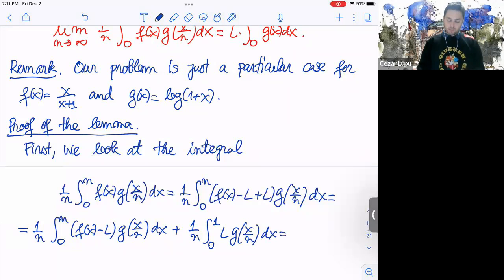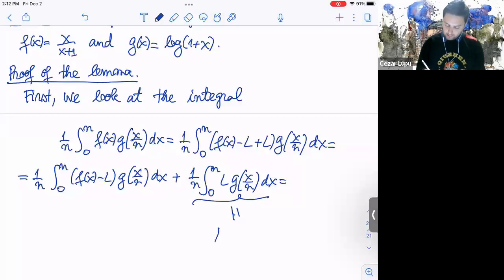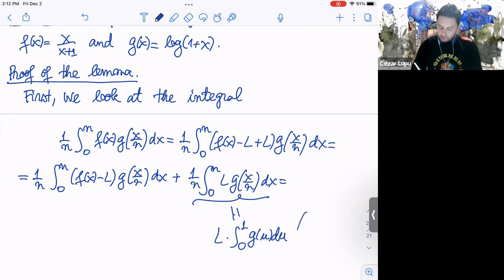Okay. So let's take, wait, sorry, let's take here. All right. So for the first integral, after a change of variables, the integral is L times the integral from 0 to 1 of g of u du. Right. Let's say we do use this substitution.